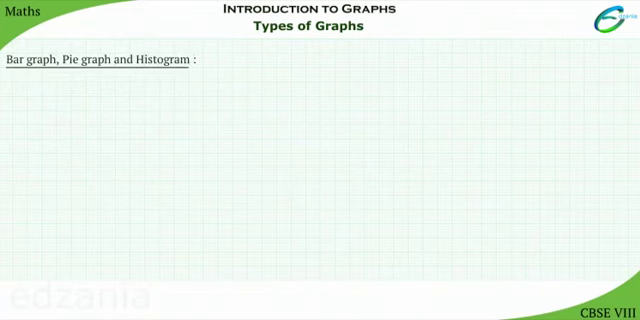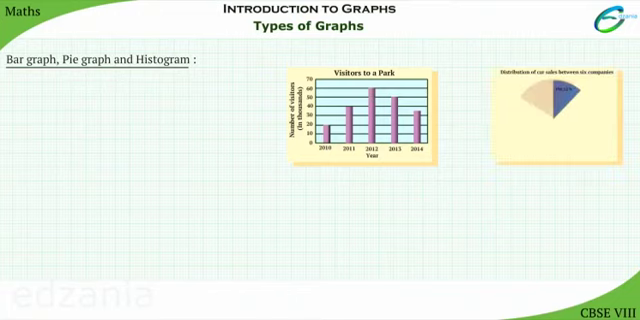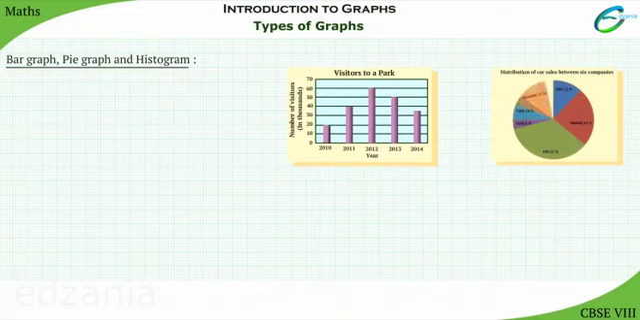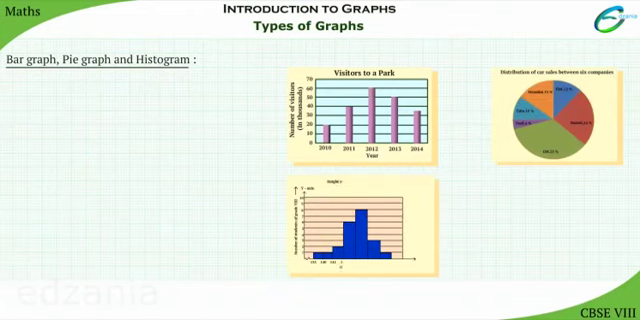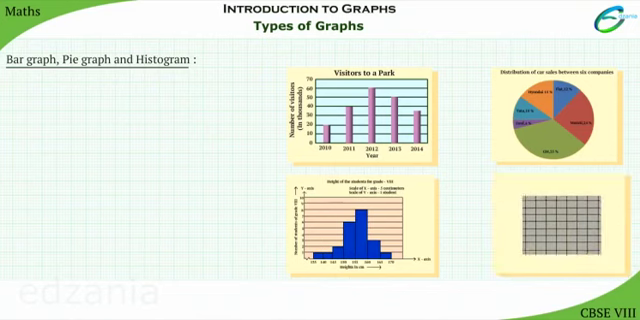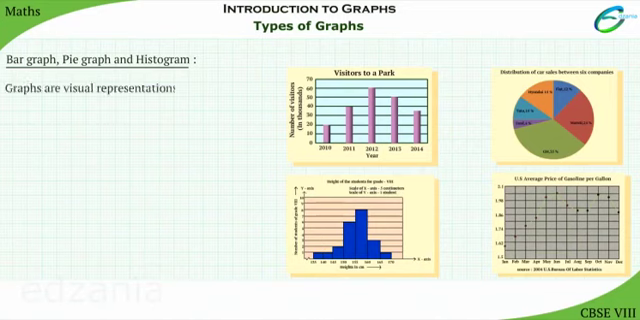Types of graphs. You've learned about different types of graphs. Look at the graphs given here. Why do we use such graphs? The purpose of these graphs is to show numerical facts in visual form so that they can be understood quickly, easily, and clearly. Thus, graphs are visual representations of data collected.